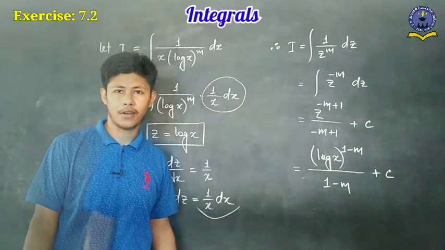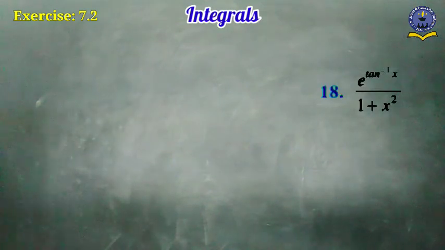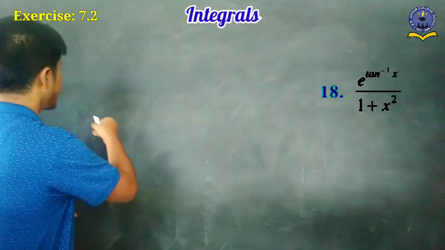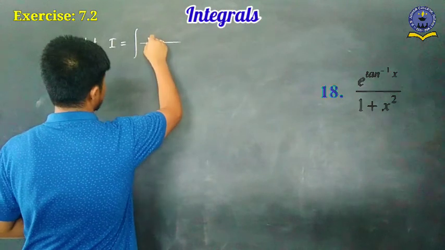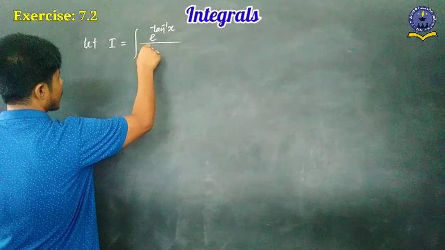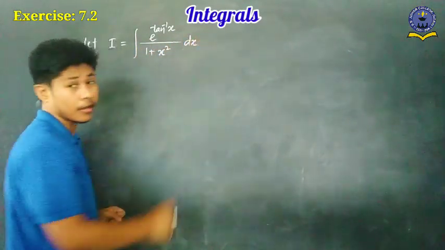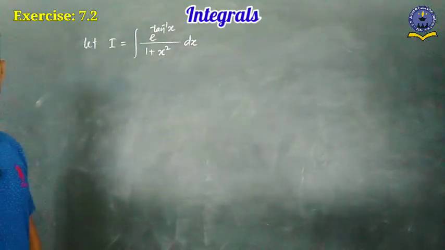Is it clear? Okay. Now the next question is, question number 18: e to the power tan inverse of x divided by 1 plus x square. So very simple question this one. So how can we solve this question? Let's see here. Let I equal to the integration of e to the power tan inverse of x into 1 by 1 plus x square dx. This one is the question given, isn't it? So e to the power tan inverse of x divided by 1 plus x square.